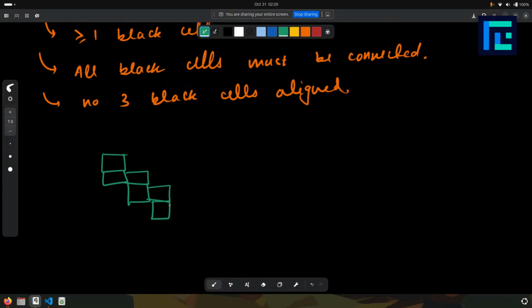They must share at least one edge. For example, if these cells are black, they are all connected, because from any black cell I can travel horizontally and vertically to go to any other black cell.